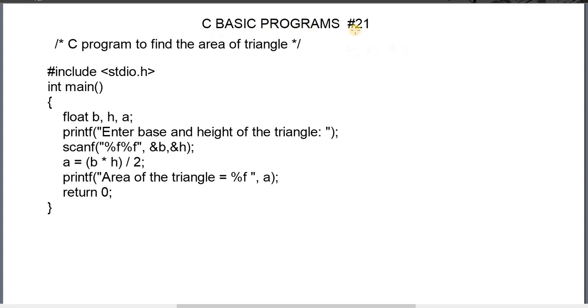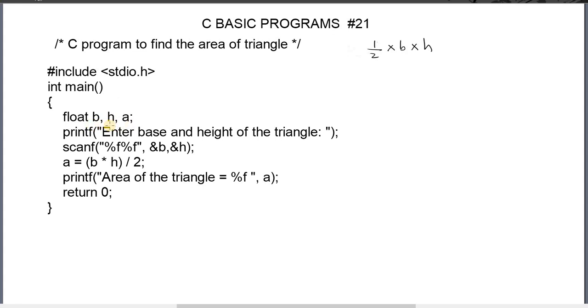C basic program. This is part 21. Let me explain code to find the area of triangle. Area of triangle formula is half into base into height.